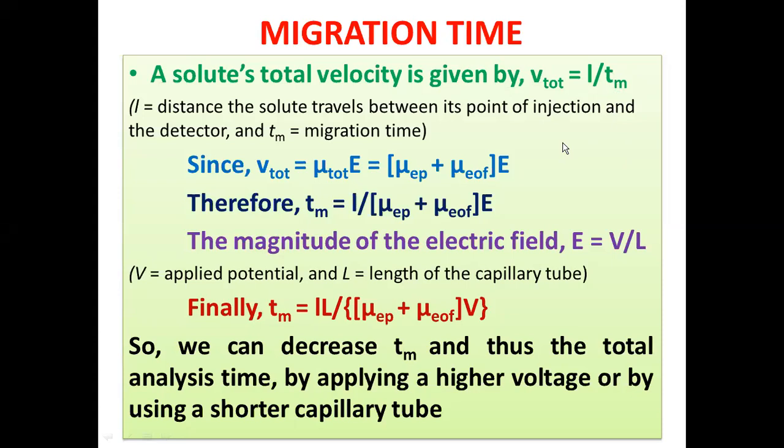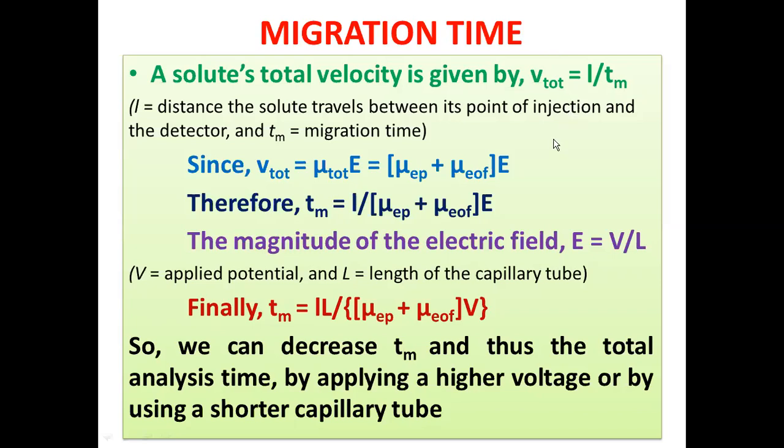Assume you are going to introduce a sample into the capillary tube. After the application of the electric field, the ions or solutes present in the sample will start to migrate, and ultimately they will reach the detector. Each individual solute, say chloride or sodium plus, will take its own time to reach the detector. What is the time taken by sodium or chloride, soon after the sample is injected into the capillary tube, to reach the detector? That time is called the migration time, denoted by Tm.